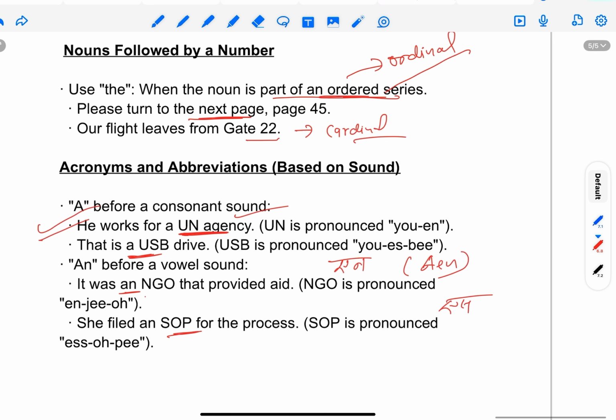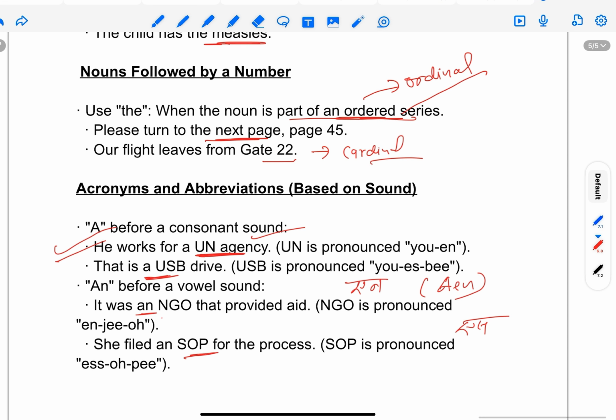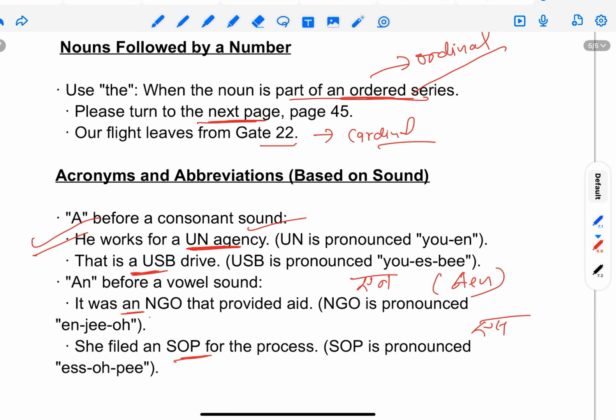So these were some rules related to the use of articles. I hope you have understood. Thank you.